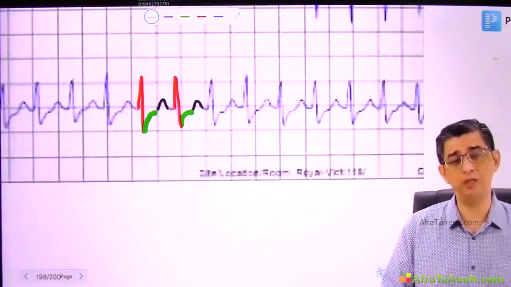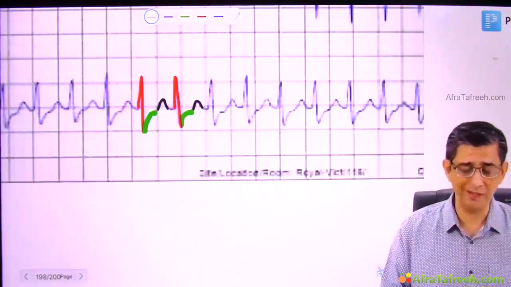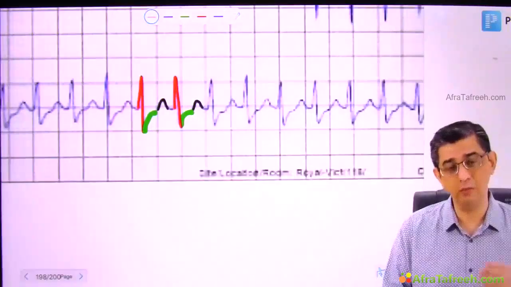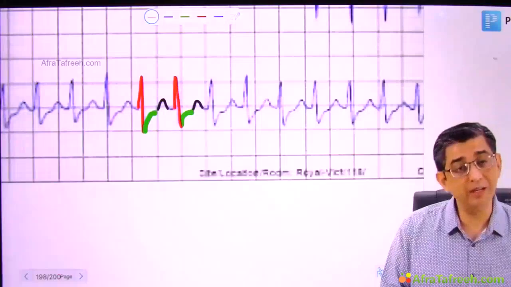You see, the QRS duration traditionally should be about 80 to 100 milliseconds. Here you can see that it's literally about 1.5, or I will put it rather at one small square. That would be only 40 milliseconds. So that is definitely lesser than normal.